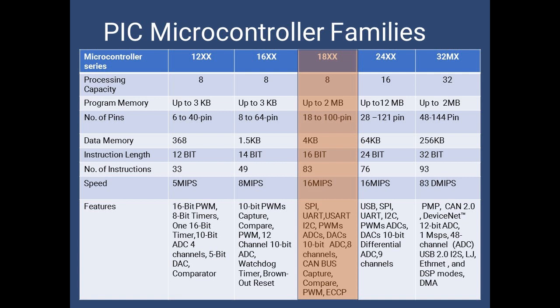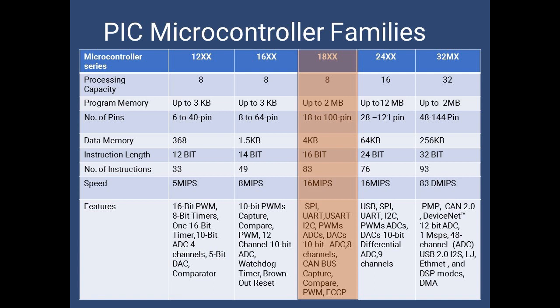In the same way, we can have a data memory. Now, the data memory is nothing but the RAM. In the case of 12 series, it is 368. In a case of 16F series, it is 1.5 KB. In the case of 18 series, it is 4 KB. In the case of 24, it is 64 KB. And in the case of 32 MX series, it is 256 KB.